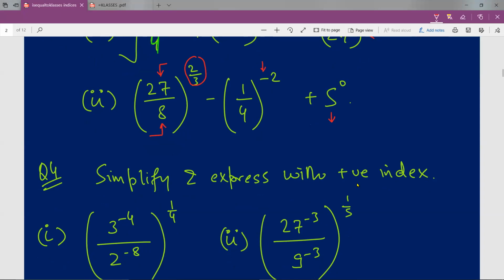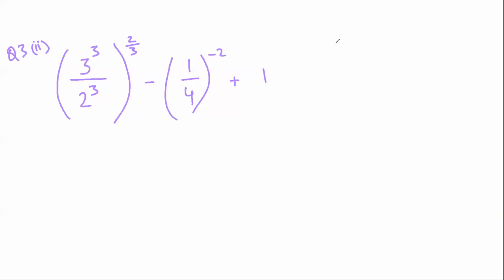You can note this, pause the video, have your own solution and check with my solution. Let's start. So as I told you, 27 is equal to 3 cube, 8 is equal to 2 cube, 2 by 3 is waiting outside, minus 1 upon 4 raised to power minus 2, 5 raised to power 0 is 1. So this would be equal to 3 raised to power 3 into 2 by 3.